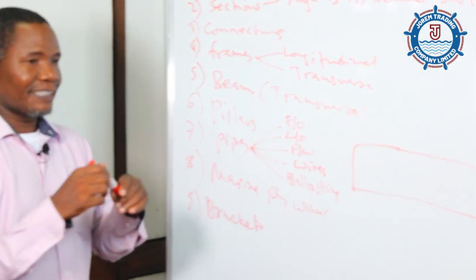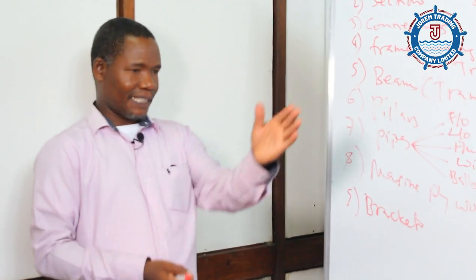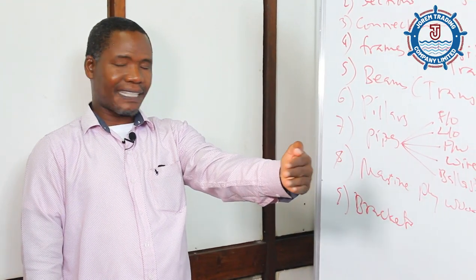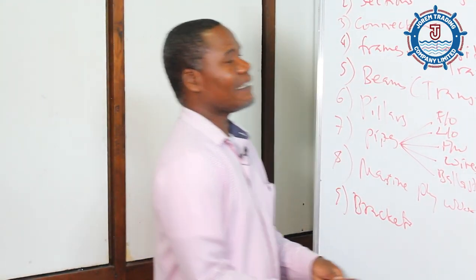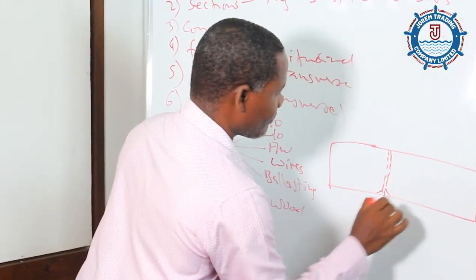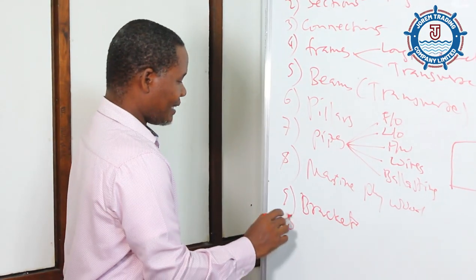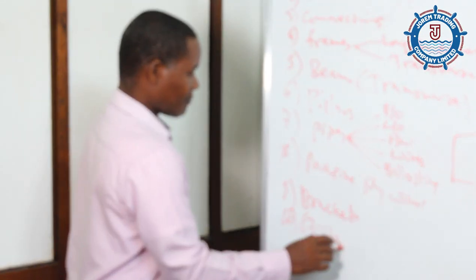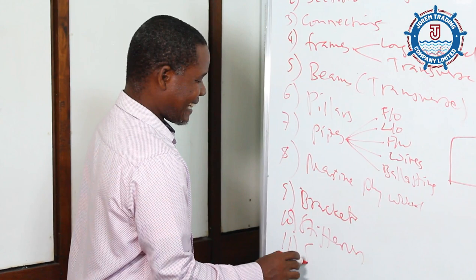Because if you take a plate, for example, a 5 meters plate or a 10 meters plate, and you erect it like this, you'll see it buckling like this. It needs to be stiffened. You put the stiffeners. In this case, we need the stiffeners. We need the stringers as well.